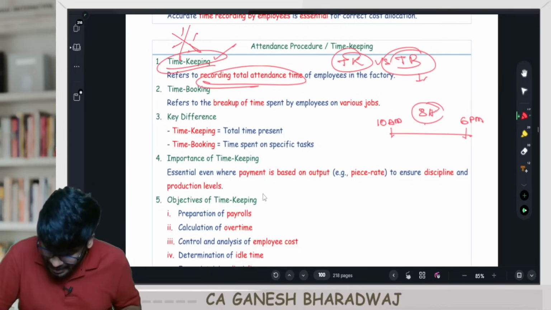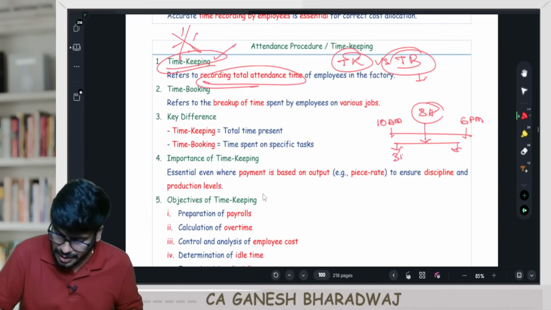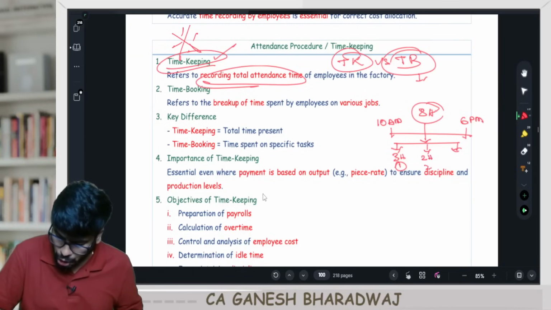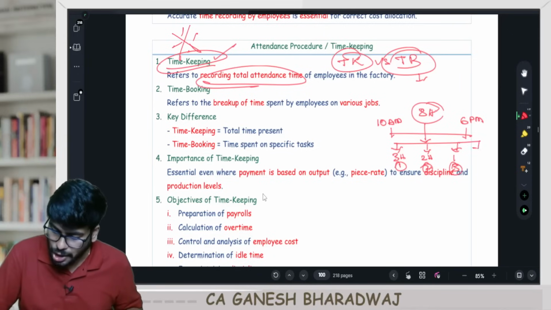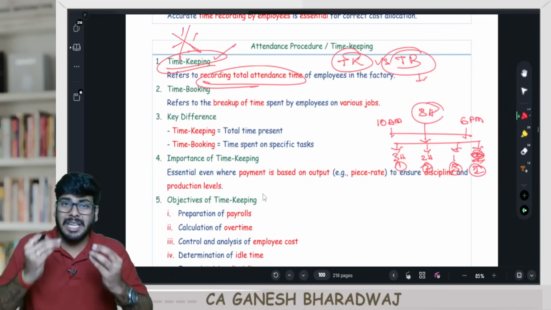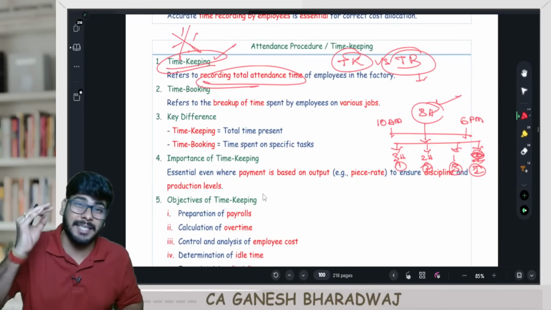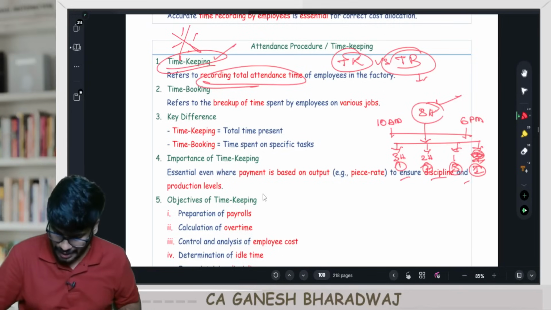Whereas, sir, in this 8 hours, let us say what he did. 3 hours is spent on job number 1. 2 hours is spent on job number 2, right? And 1 hour he spent on job number 3, right? And 2 hours he was idle, right? Now, I am coming up with a breakup of where he spent this 8 hours. That is called time booking. I book his time to the respective job. That is called time booking.